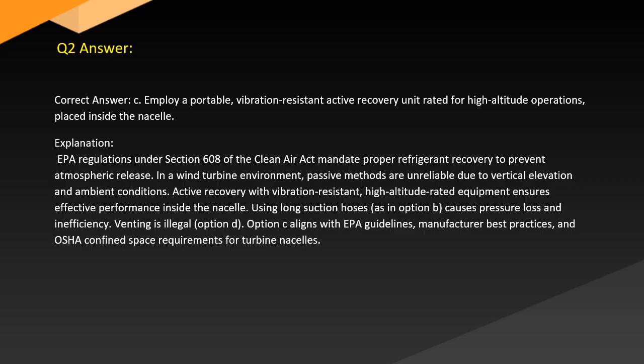Using long suction hoses, as in option B, causes pressure loss and inefficiency. Venting, option D, is illegal. Option C aligns with EPA guidelines, manufacturer best practices, and OSHA confined space requirements for turbine nacelles.